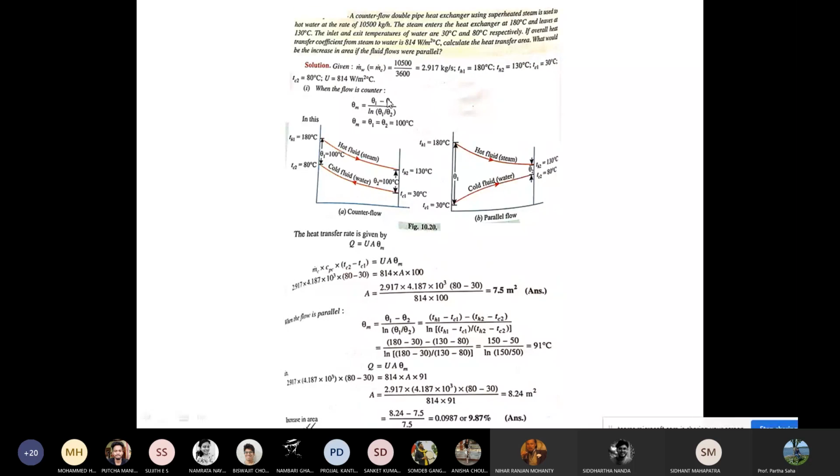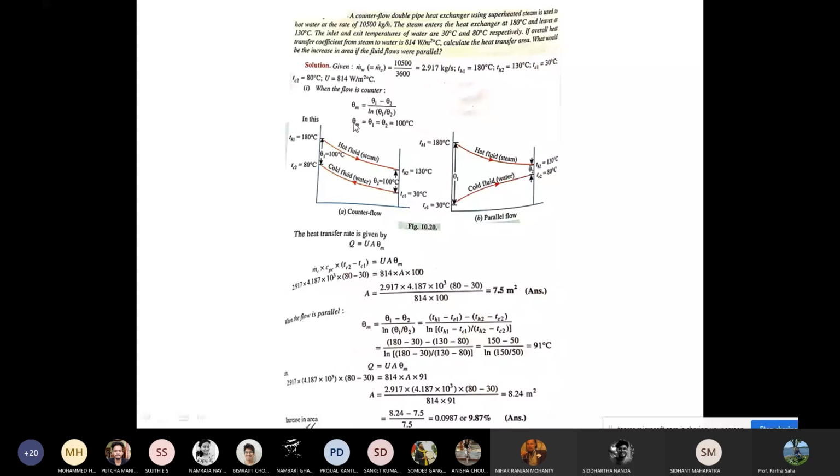So when the fluid flow is counter, theta m will be theta 1 minus theta 2 over ln theta 1 by theta 2, same. Now in this case, all the temperature differences are 100 C, right? So this is for the counter flow, this is for the parallel flow. For the counter flow, theta 1 will be TH1 minus TC2, and theta 2 will be TH2 minus TC1. Now as you can see, theta 2 is 100, theta 1 is also 100.